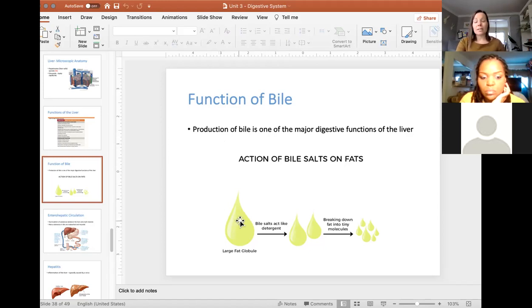And what it does is just like what this picture is showing you. It'll break down a large droplet or large glob of fat, and it'll help to break it up into smaller pieces. And once it is broken up into smaller pieces, like you can see right here, it makes it much easier for the digestive enzymes to then break it down even further. So it's the physical breaking apart of fat. And then digestive enzymes will come in and break it down completely.